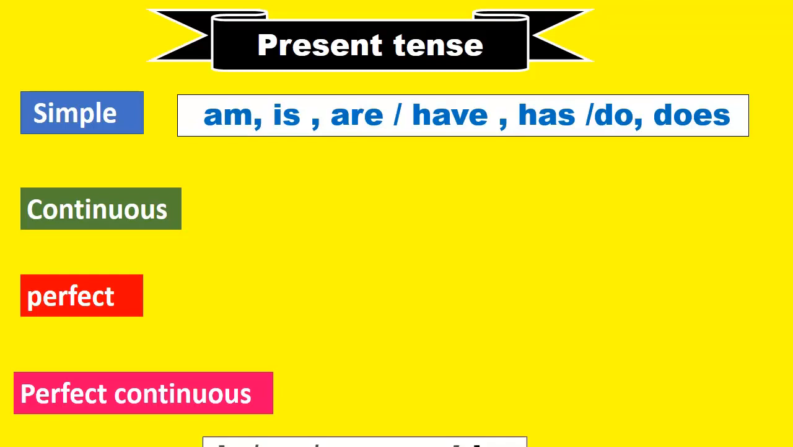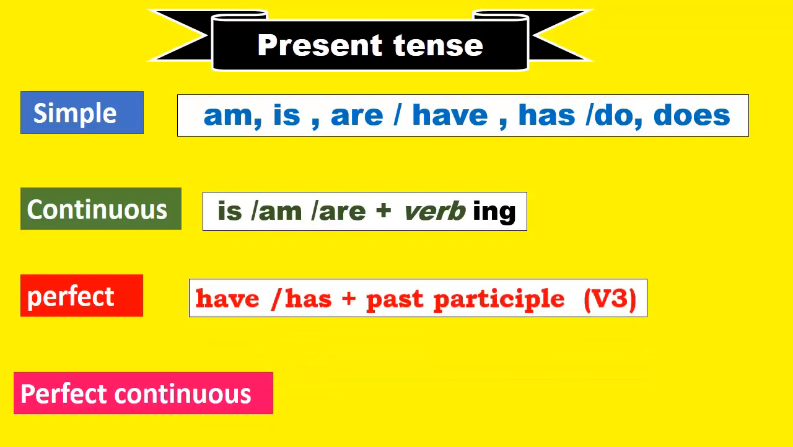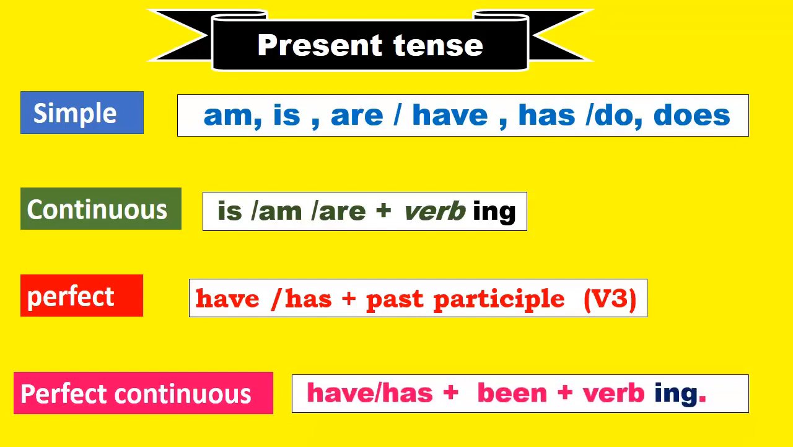If it is continuous tense, children, we use am, is, are as a helping verb plus we put ing to the main verb. In case of present perfect tense, we use have and has plus past participle V3 form. And to write present perfect continuous tense, we write have or has plus been plus verb followed by ing. And as you all know, we use has only for the third person singular. Okay, so keep this in mind.